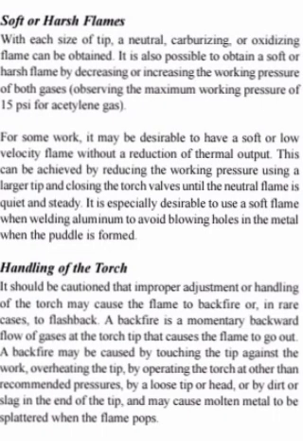A backfire may be caused by touching the tip against the work, overheating the tip, by operating the torch at other than recommended pressures, by a loose tip or head, or by dirt or slag in the end of the tip, and may cause molten metal to be splattered when the flame pops.